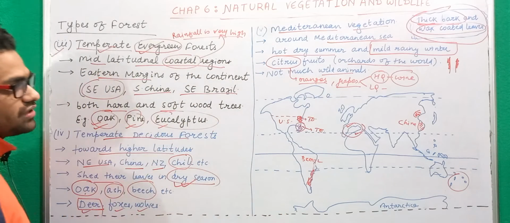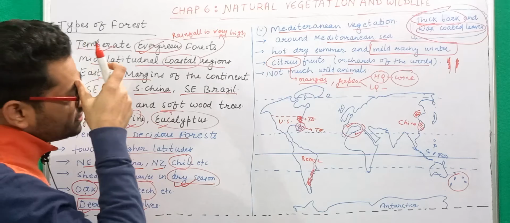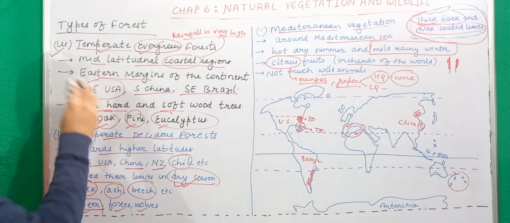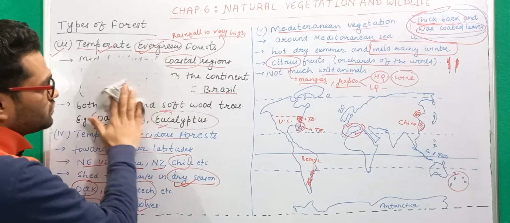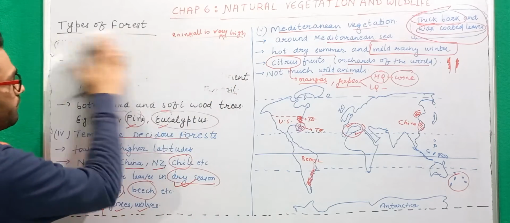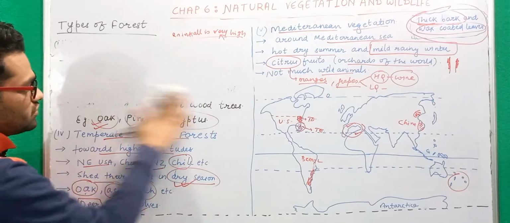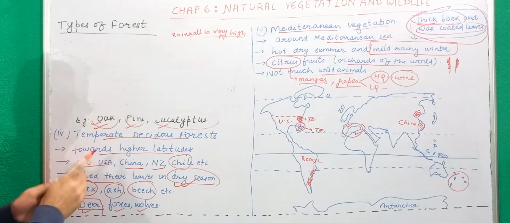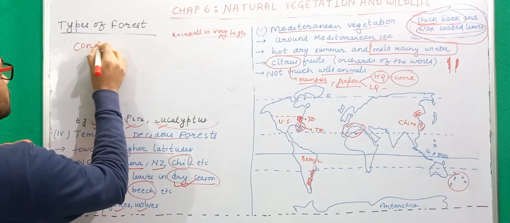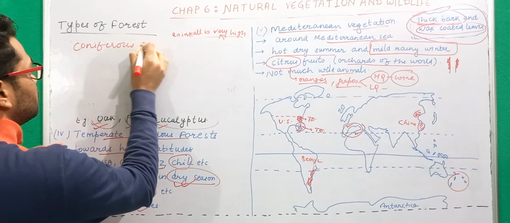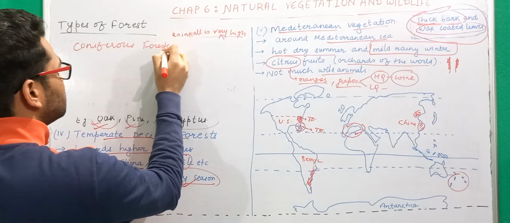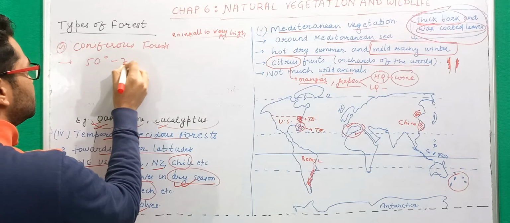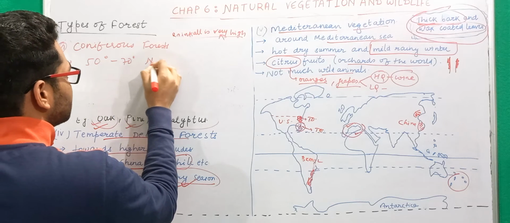Now we have also another type of vegetation, which will be the sixth, which I have not mentioned here. So this is basically the Coniferous forest. So let me write it here. So this is a type of vegetation which is called Coniferous vegetation or Coniferous forests. So this is sixth number. You will usually find it in 50 degree to 70 degree north and south latitudes.